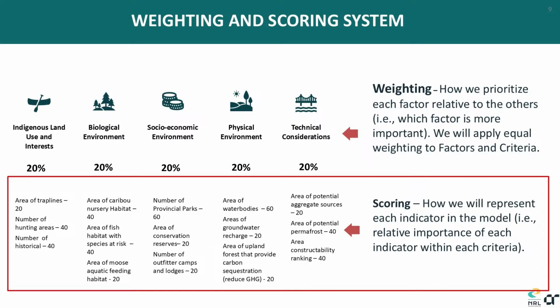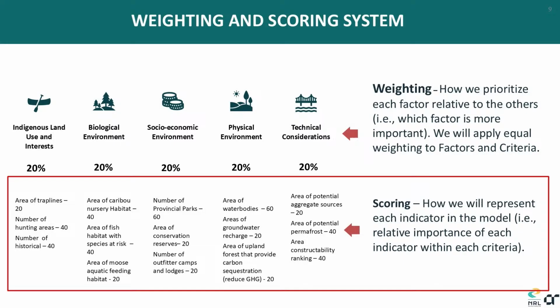And then within each factor, we have scoring. So, for example, under biological environment, 40 points could be assigned to caribou and nursery habitat, 40 points could be assigned to fish habitat, and 20 points could be assigned to moose aquatic feeding habitat. So that's just a way for us to more measurably or quantitatively, meaning using numbers, identify if one option has less of an impact than another. Let's put it that way. Obviously, this is not perfect.